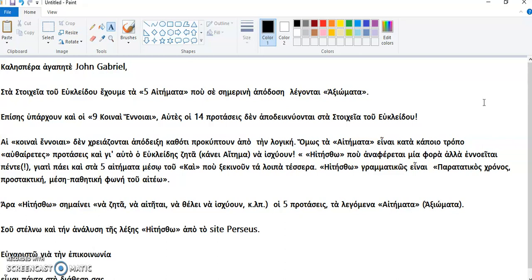Let me translate it. It says, in the Elements of Euclid, we have the five claims or requirements, which in today's language are translated as axioms.